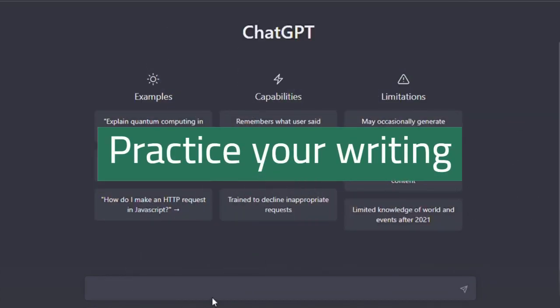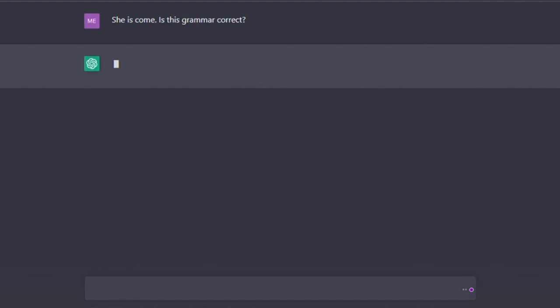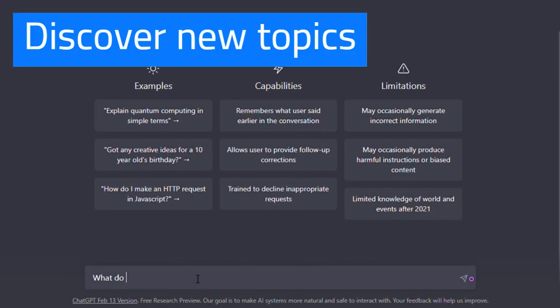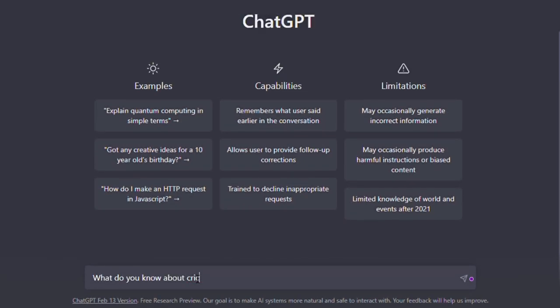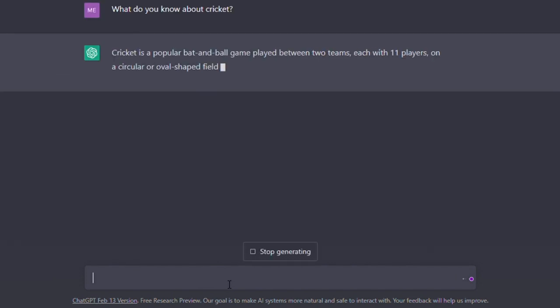Practice your writing. ChatGPT can also help you practice your writing by giving you prompts to write about. This can help you improve your writing skills and express your thoughts more clearly. Discover new topics. ChatGPT can suggest topics that you may be interested in learning more about based on your previous conversations.